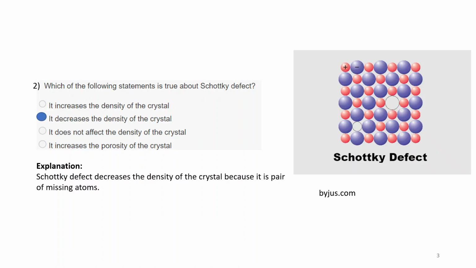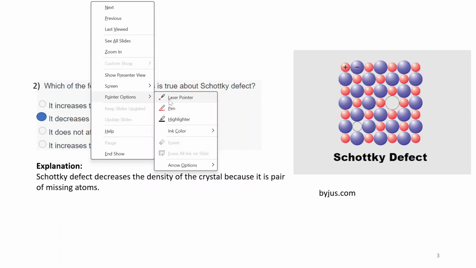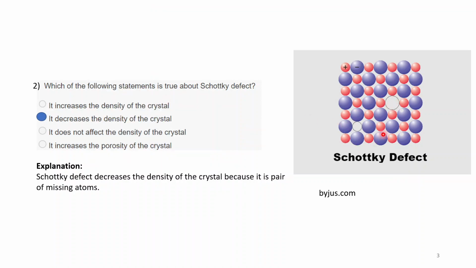And here your Schottky defect is shown. So here your anion and cation are vacant from the lattice. So it will lead to a decrease in your density, as a pair is missing.